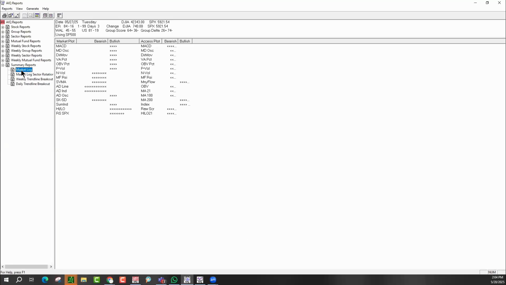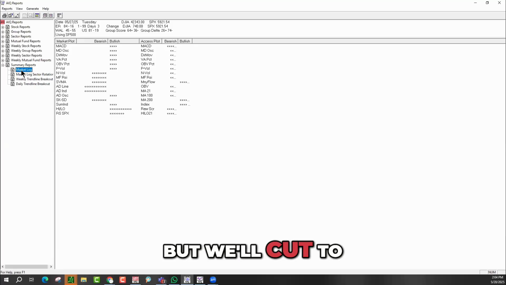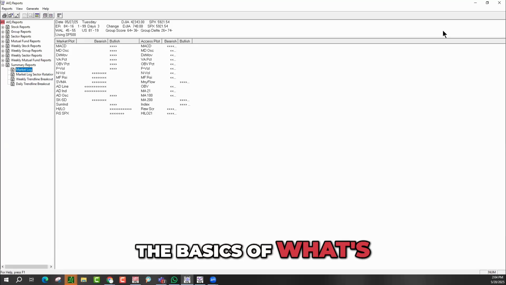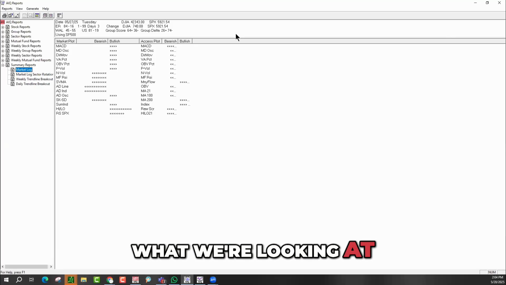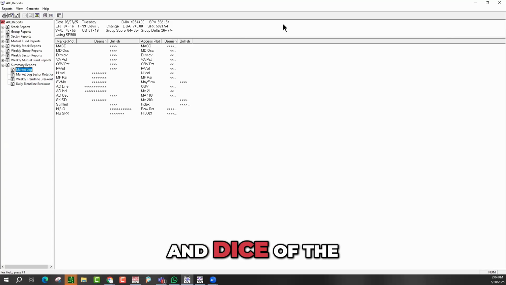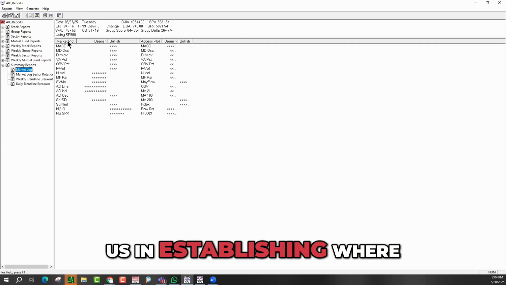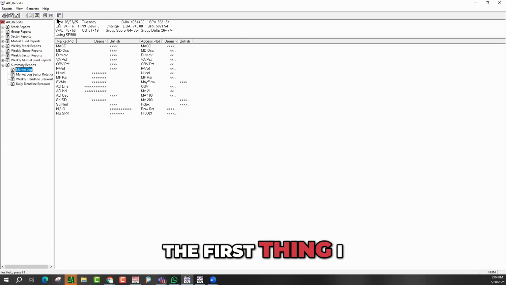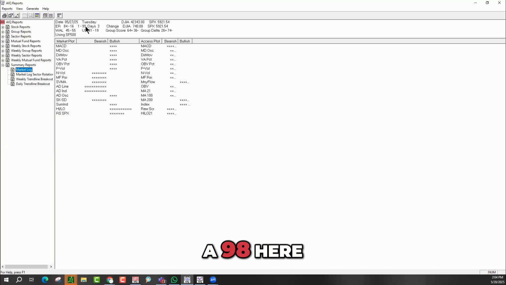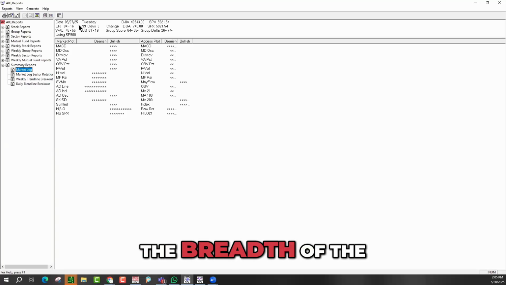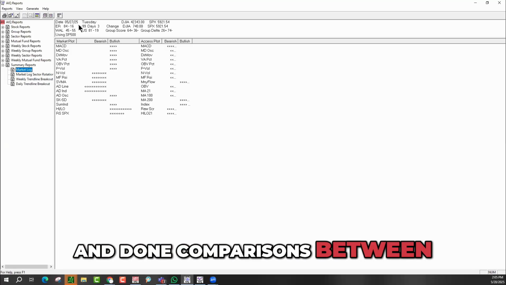And this is the first place I go to have a look at what's going on, which is the market log. So there's a lot of information on the screen here, but we'll cut to the chase and just look at some of the basics of what's going on here. What we're looking at here is a slice and dice of the market itself. You have three things that are critical for us in establishing where the market is today. The first thing I look at is date, obviously is today. There is a 1 here and a 98 here. This is our market expert system, which has been analyzing the breadth of the New York Stock Exchange and the price action of the Dow 30 and done comparisons between the two.